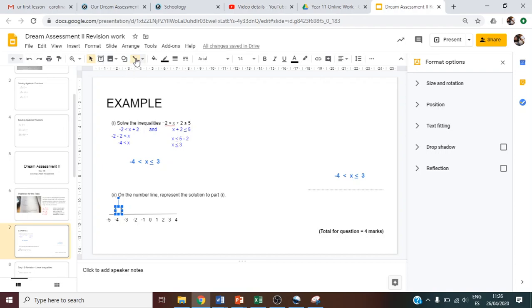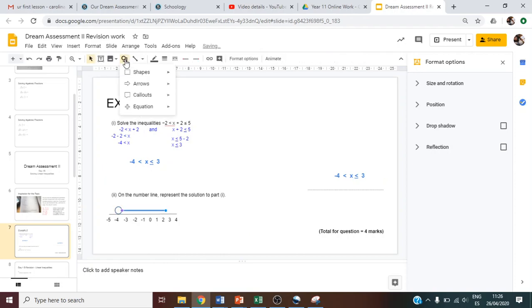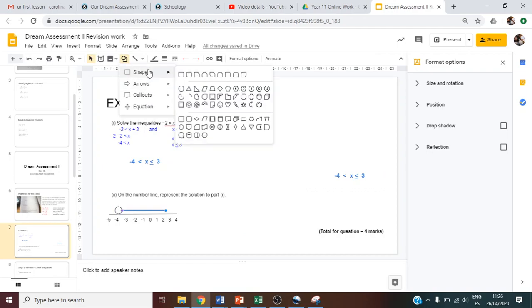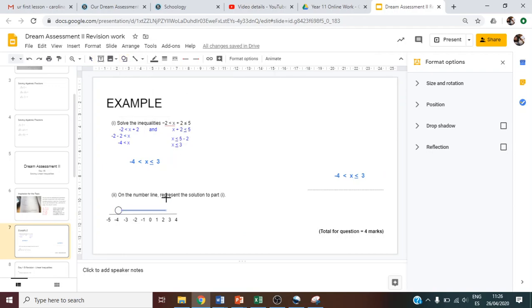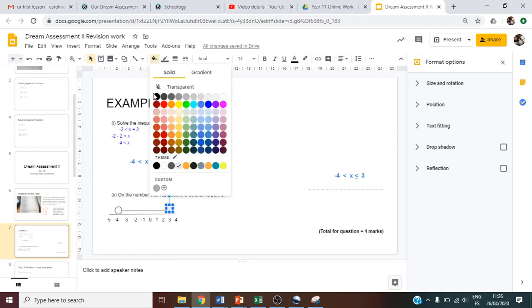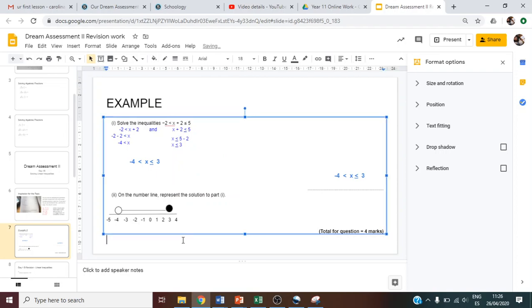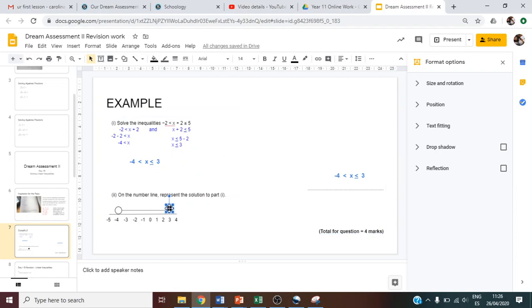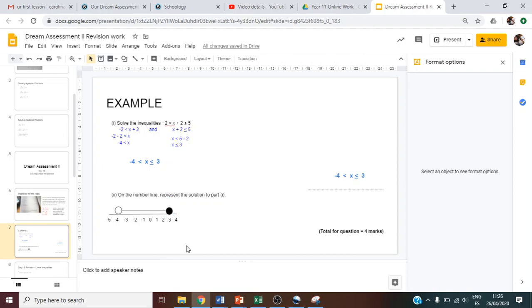Okay, now I'll draw a line from -4 up to 3. And I need to put another dot there, but this time my shape, my circle, needs to be colored in because 3 is a possible value for x. So I put a circle on 3, and I'm going to fill it in black so it's really clear. So I've got x is greater than -4 and less than or equal to 3.